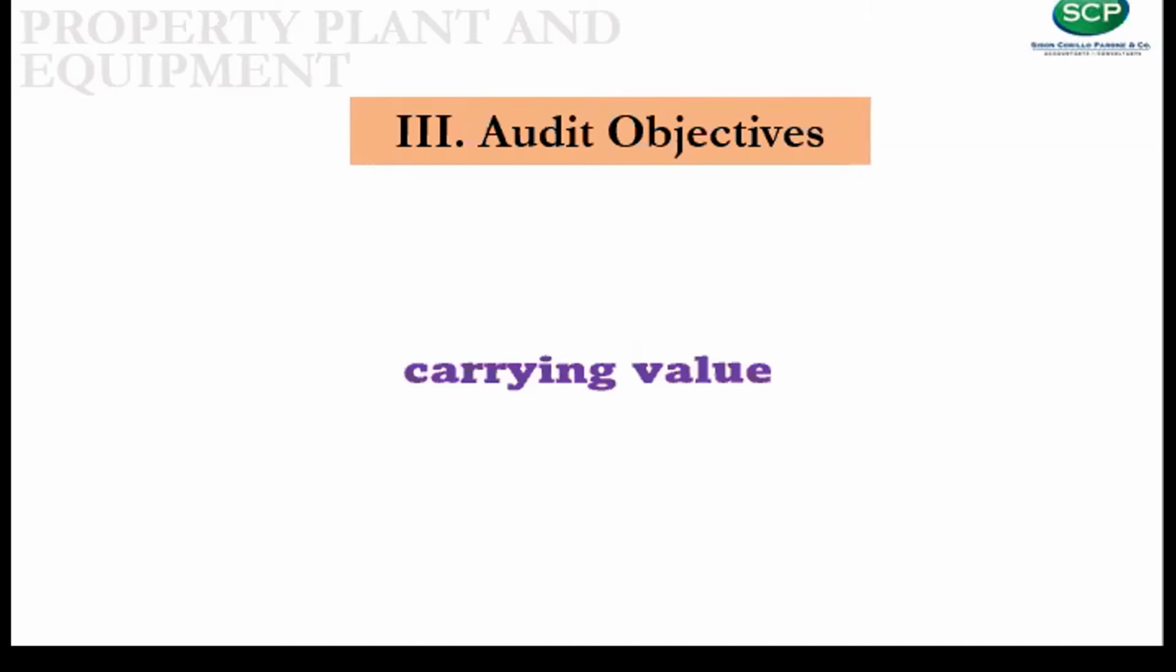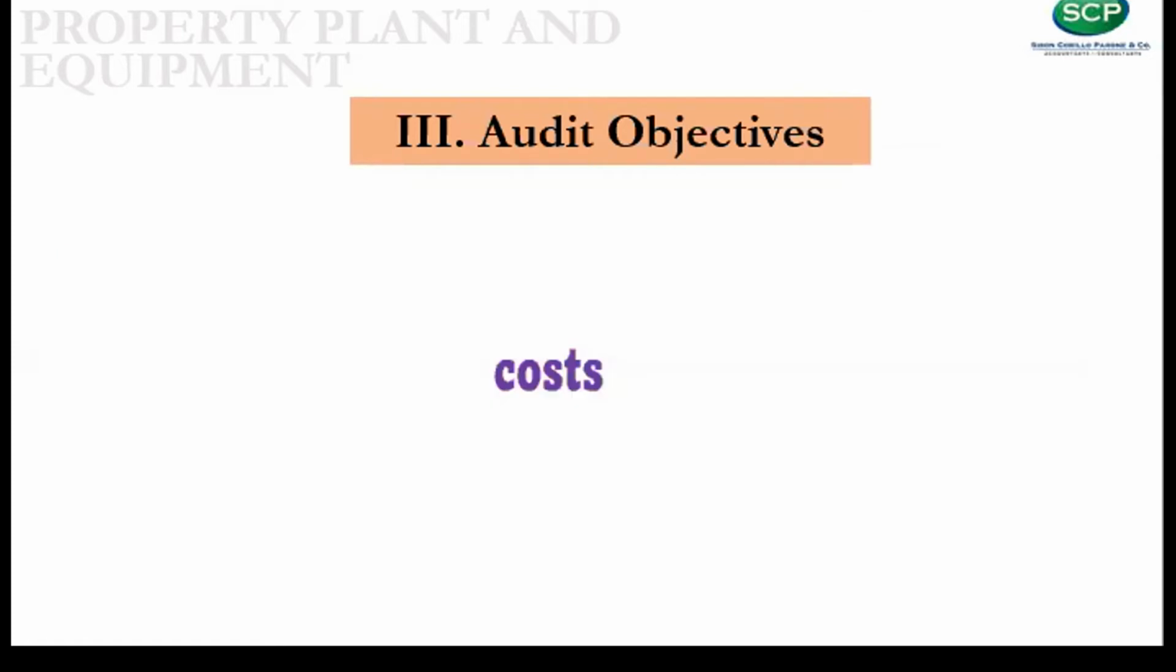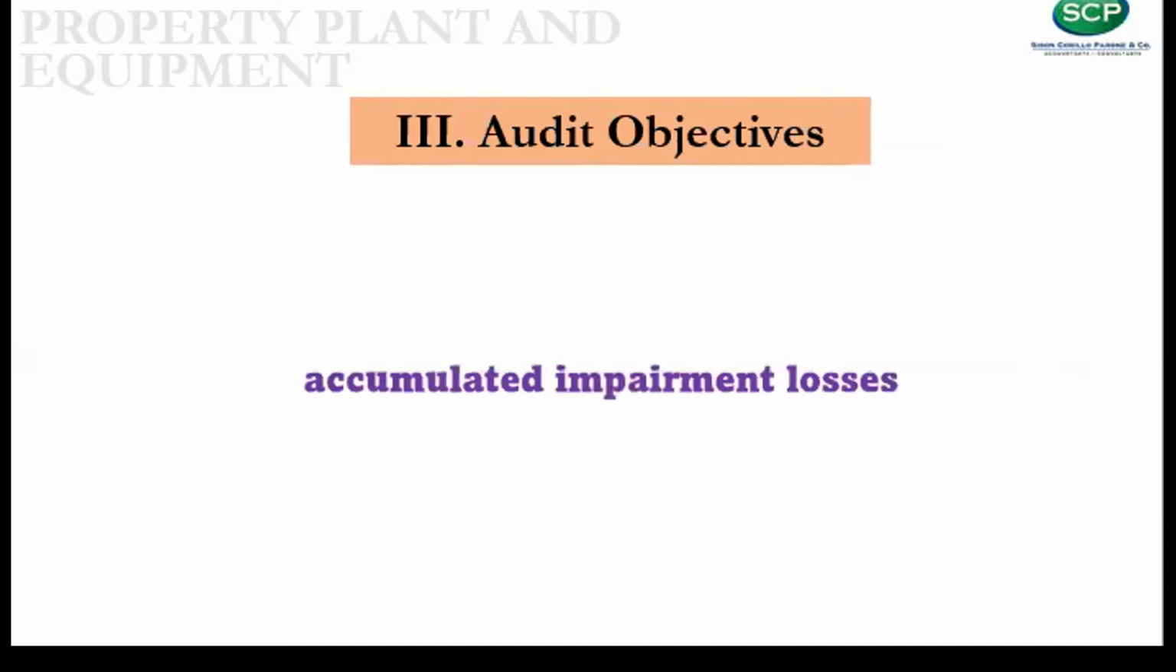Another audit objective is to ascertain that property, plant, and equipment are carried at the appropriate amount, taking into account the accumulated depreciation, depletion, amortization, or impairment losses. Three factors can misstate the carrying value of property, plant, and equipment. These are cost, accumulated depreciation, and accumulated impairment losses. If the company chooses to carry its fixed assets under the revaluation model, then a fourth factor, which is the fair value, can also misstate the value of the fixed assets.